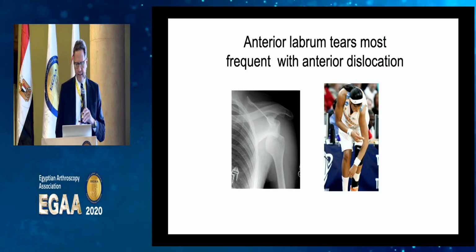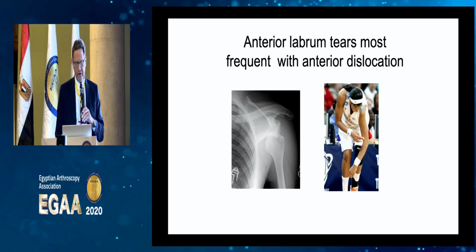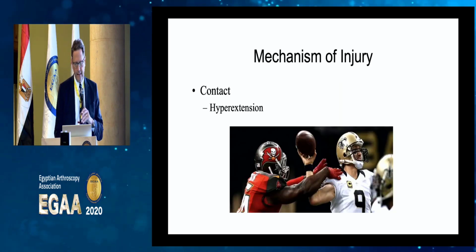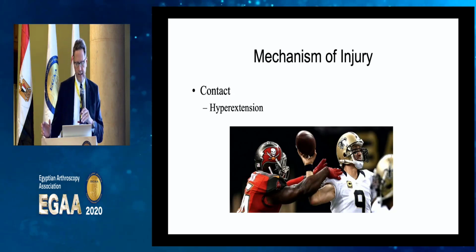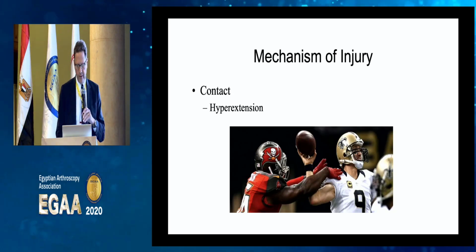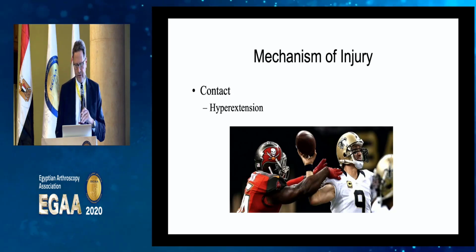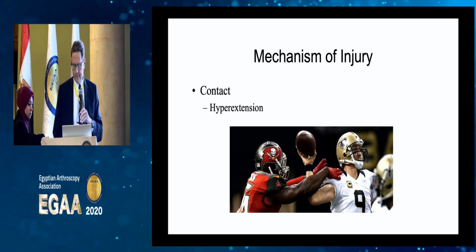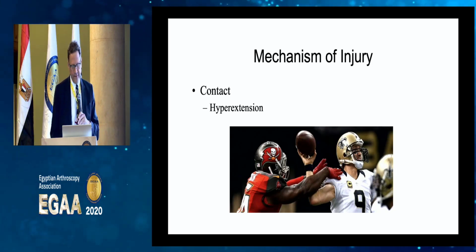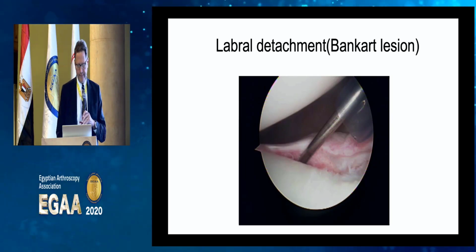So we know that the anterior labrum tears, and that's the most common thing we see with anterior dislocation. And the contact hyperextension type injury is usually something that can cause an anterior labral tear. This is one of our football quarterbacks who subluxed their shoulder with this activity. And we all know the Bankart lesion is the most common lesion with anterior instability.